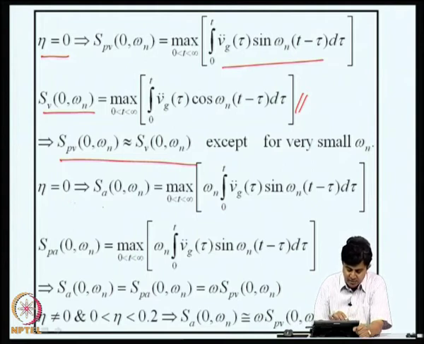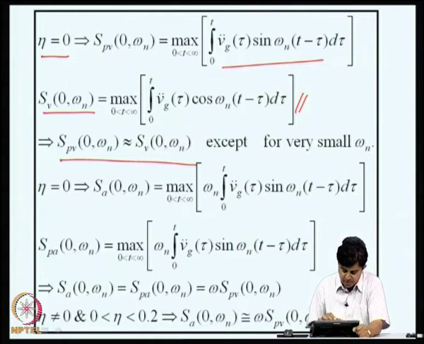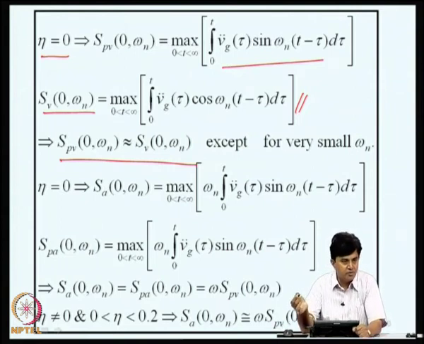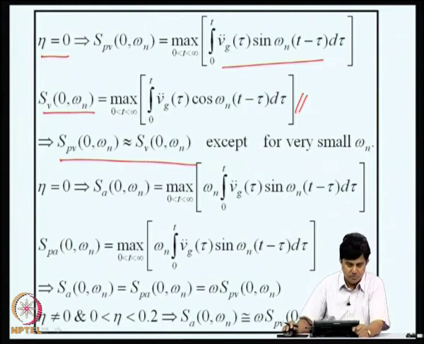Similarly, if you consider an undamped system and look at the absolute acceleration response spectrum, again if we carefully analyze the expressions, we can show that the absolute acceleration spectrum will be equal to the pseudo acceleration response spectrum, and for damping not equal to 0, we can approximately take the absolute acceleration response spectrum as omega times SPV. So, these are some of the properties of the response spectra as omega n goes to 0, omega n goes to infinity, damping goes to 0, and so on and so forth.